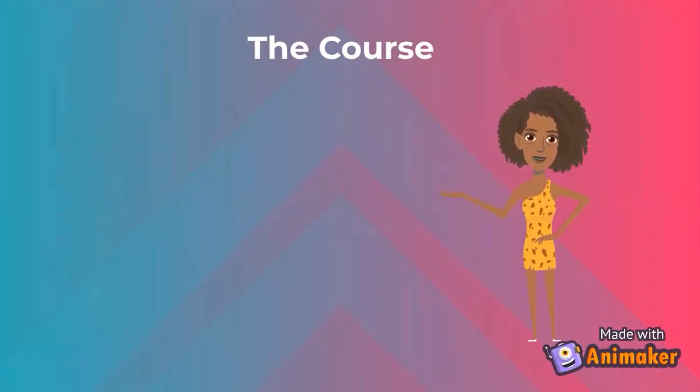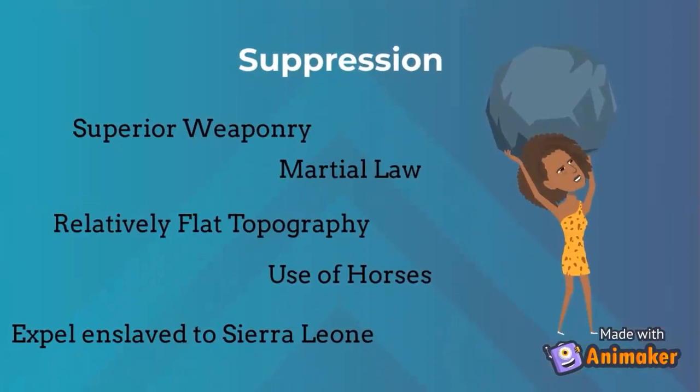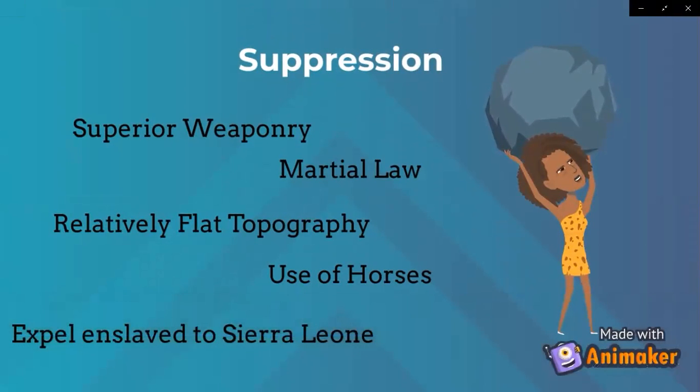Then martial law was passed on April 15, 1816, which meant that any slave outside a plantation would be shot on the spot. So the rebels were suppressed by the local militia and British Imperial troops. The slaves were suppressed through superior weapons, as they did not have guns like the whites. Martial law forced them to go back to their owners or die. The flat topography made it easier for them to catch the slaves. They also used horses to aid them. And lastly, they deported several slaves to Sierra Leone and separated them.